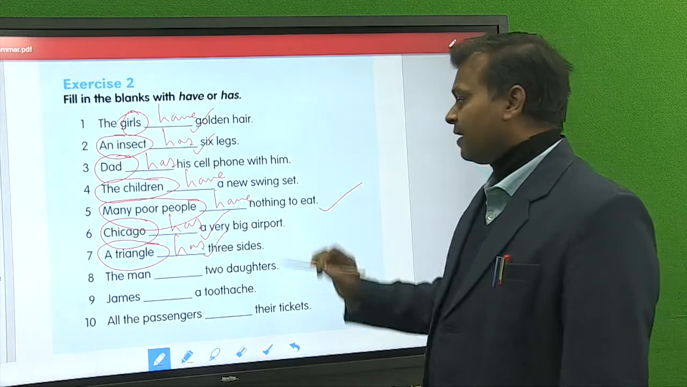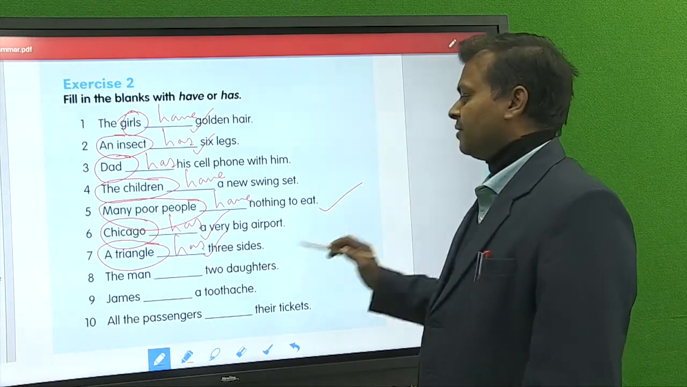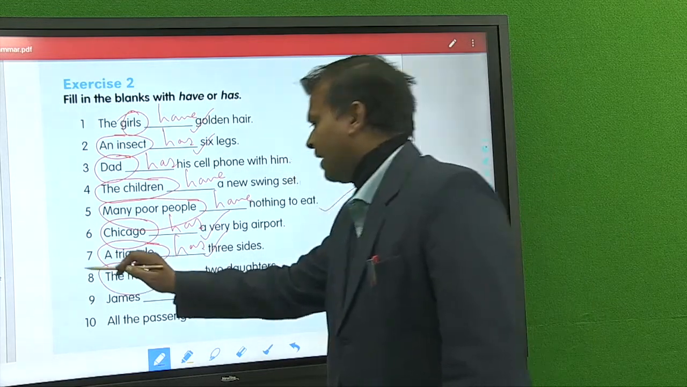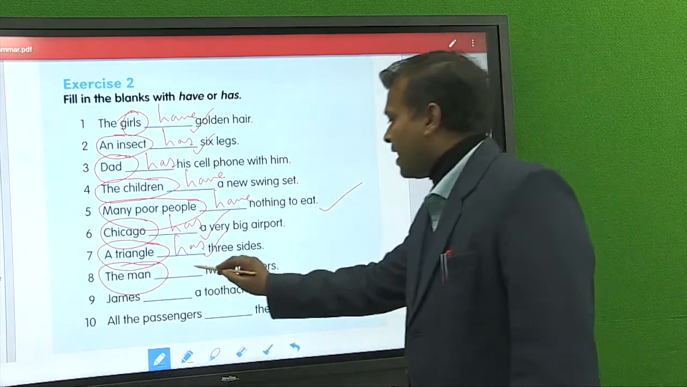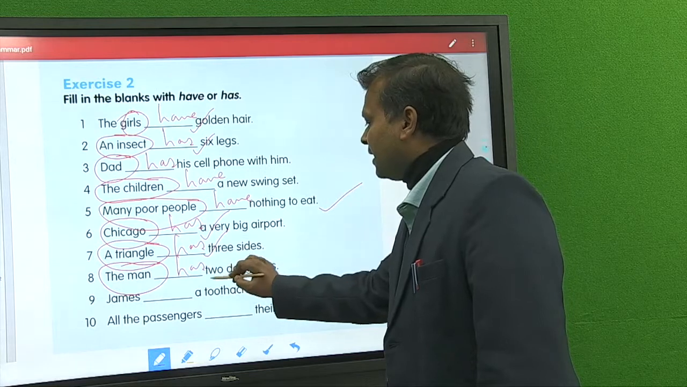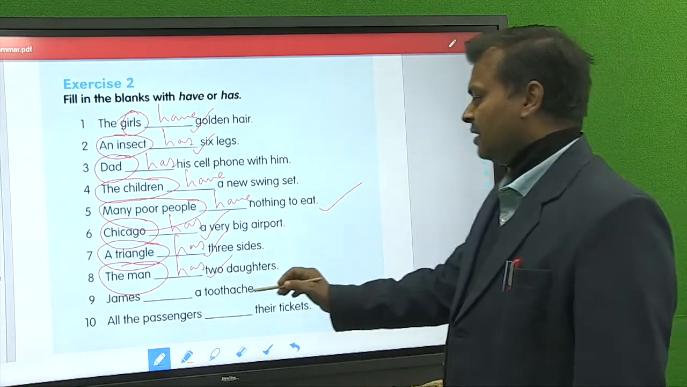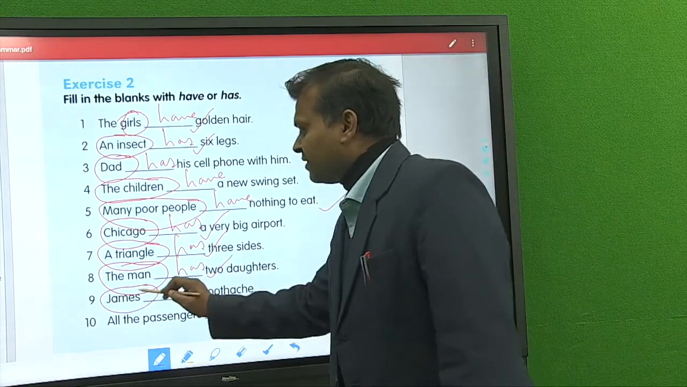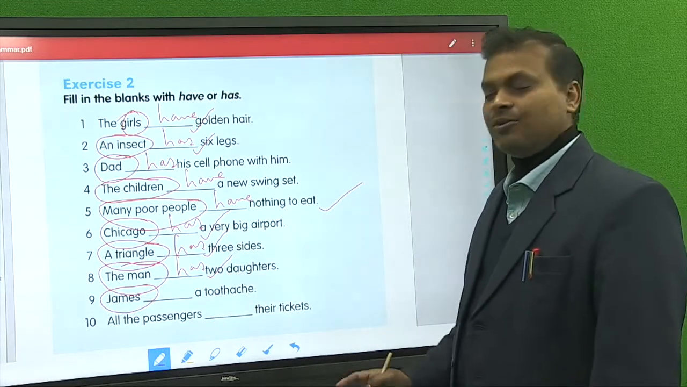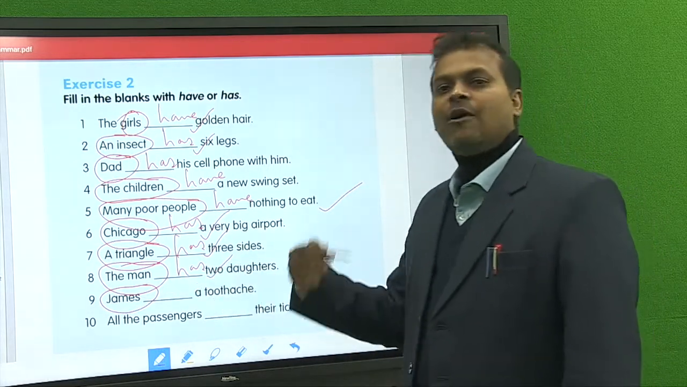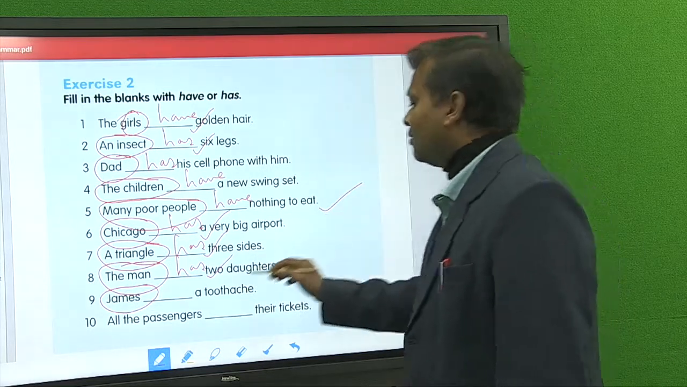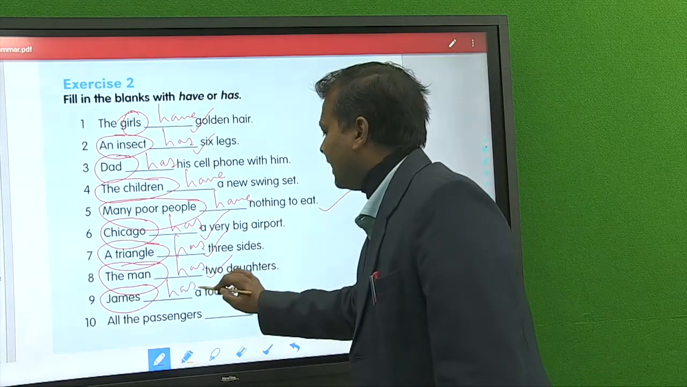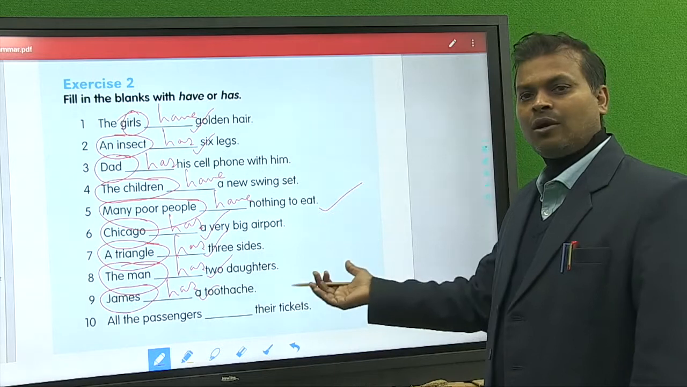Okay. Now number 8, the man dash 2 daughters. The man is third person and singular number. The man has 2 daughters, right? Similarly, James. James, it is added with S, but actually it's a noun, a singular name. James is a name of someone. James has a toothache. Toothache is a disease associated with the teeth. Problem of teeth, that is called toothache, right?